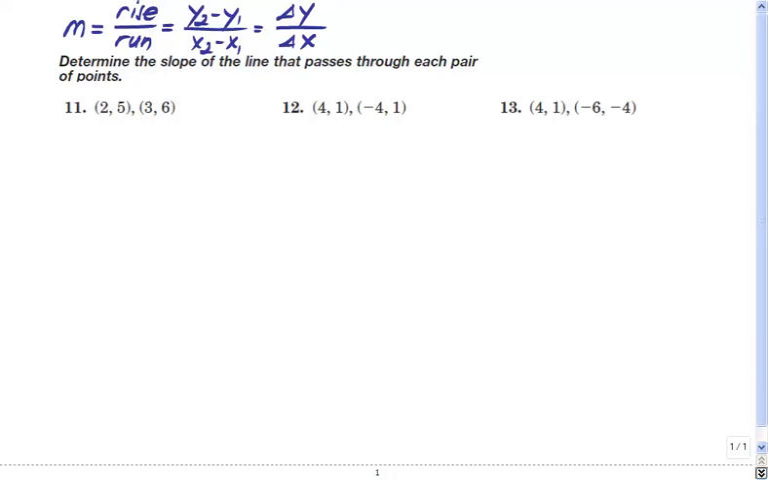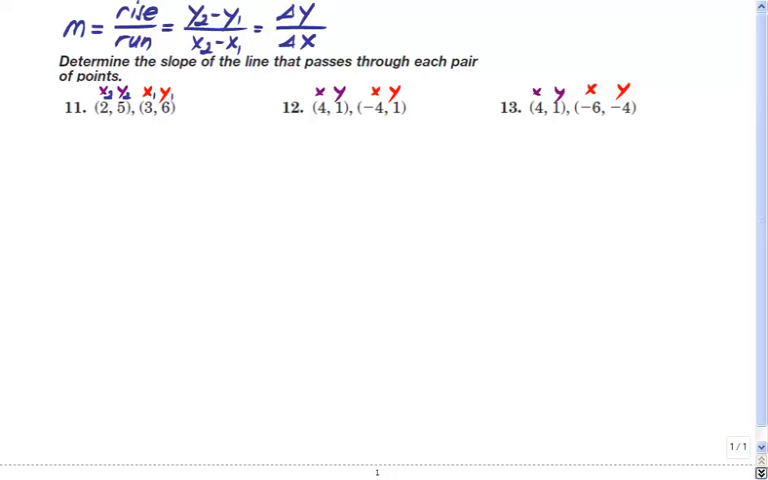Now, going back here, what do you guys notice? All these points are given to you as x, y, and the second point, again, x, y. It doesn't matter which of these points you consider the first point or the second point, which one you name x2, y2, and the other x1, y1, or backwards. It really doesn't matter.